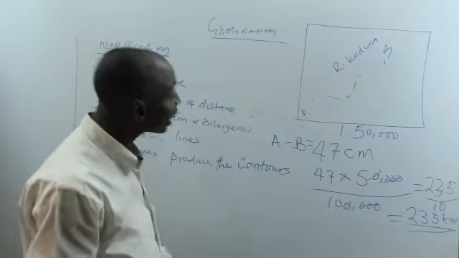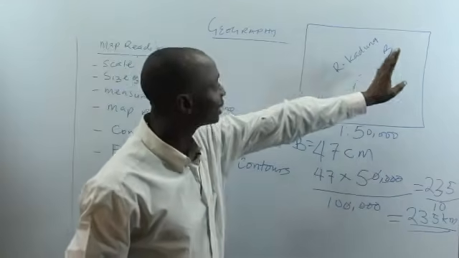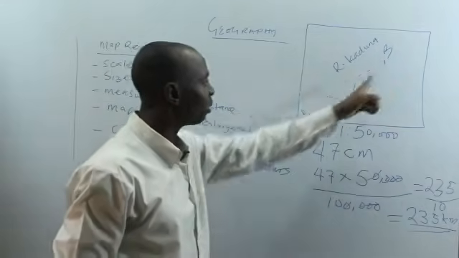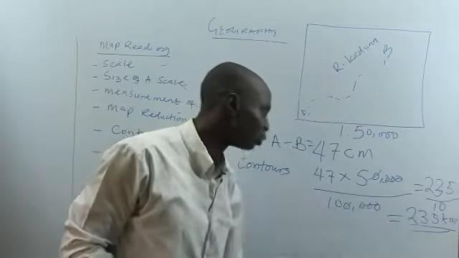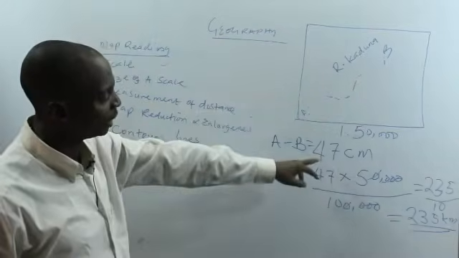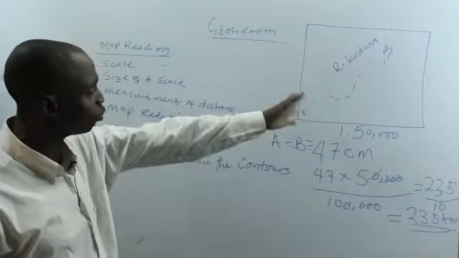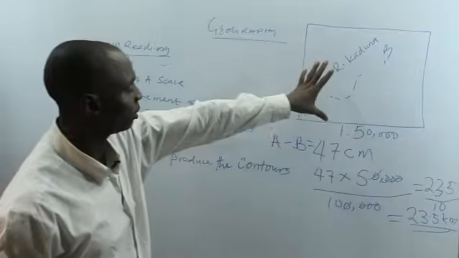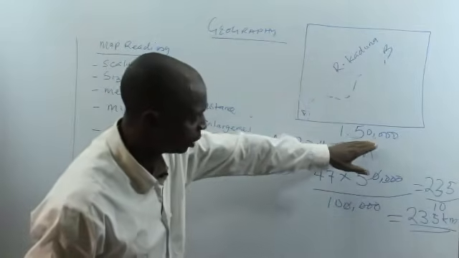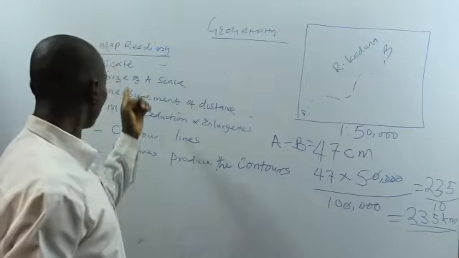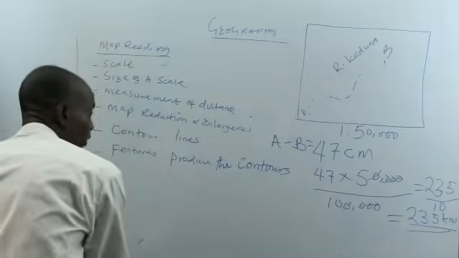So the actual distance between point A and point B, the distance of River Kaduna between point A and point B on the ground, will be what? 23.5 kilometers. But on the paper it is 47 centimeters. I think this is how to calculate distance on the map using the scale. Now, before we leave the measurement, let me explain something briefly.